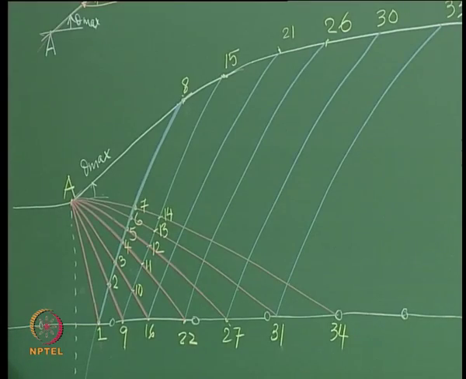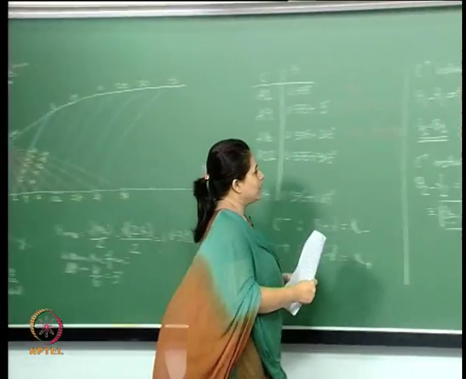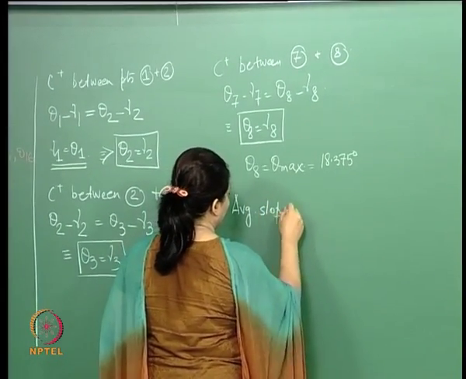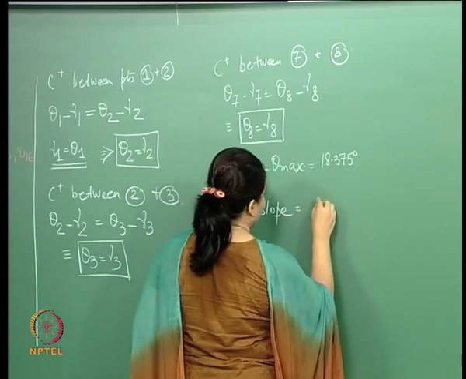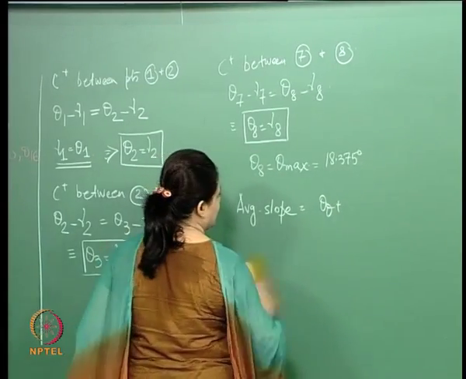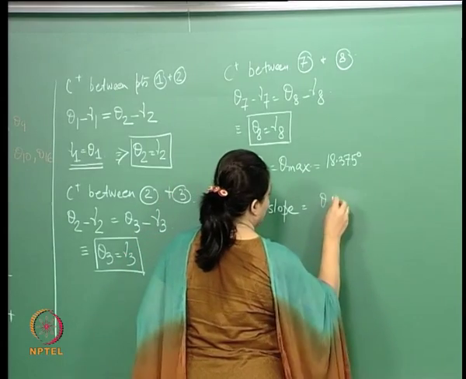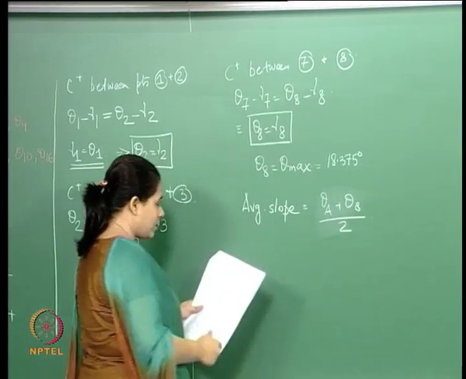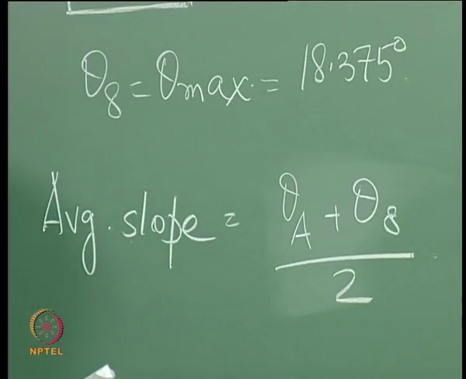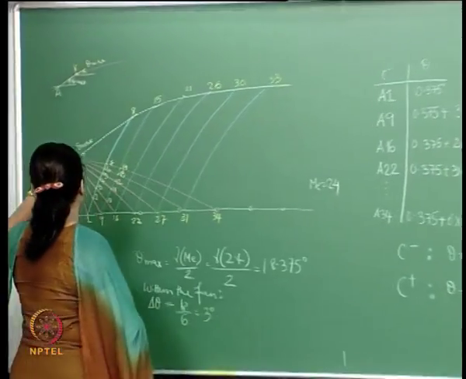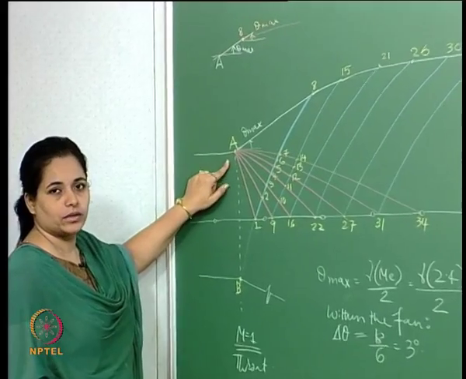So the average slope between A and 8. This is now just geometry. The average slope is theta 8, or say theta A, which is what one can calculate from here. So we connect this by a straight line to this particular point.